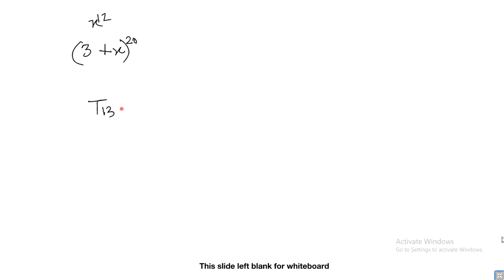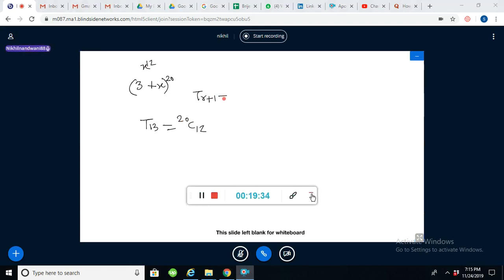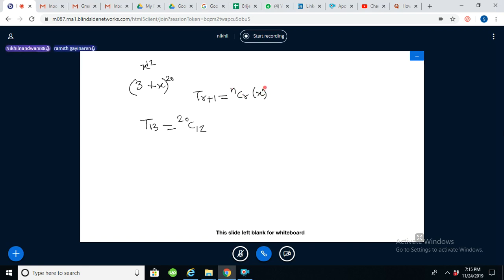So you should always remember the formula for T(r+1) is nCr x to the power n minus r, a to the power r. So whatever is written here and whatever is written here, there's a difference of 1. Like if it is 21, it is 20. If it is 30, it is 29. If it is 15, it is 14.